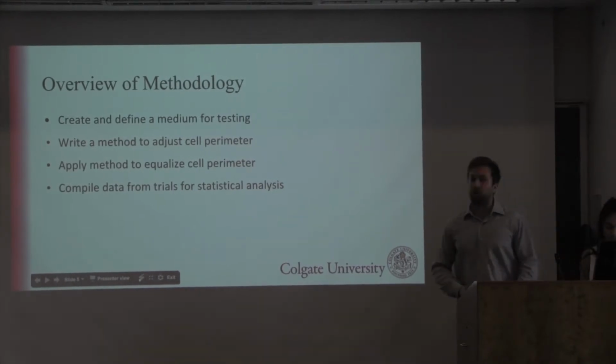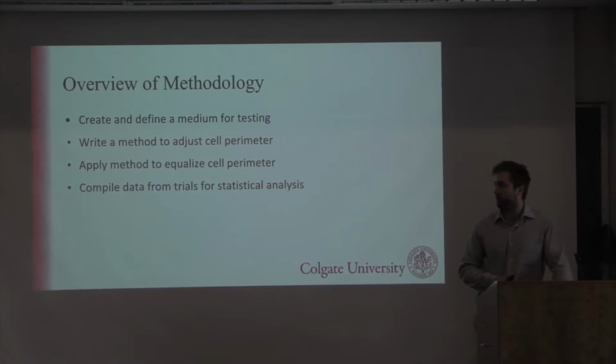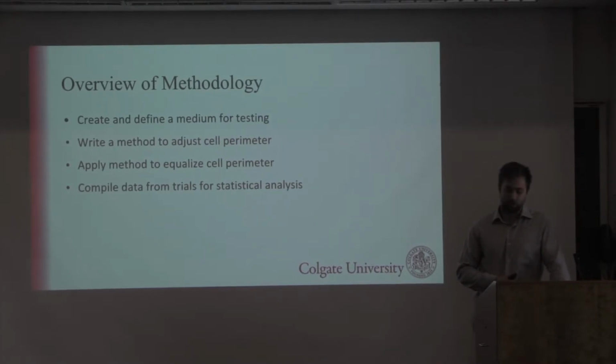First, I just want to give a quick overview of our procedures. So the first step we had to do was to create and define a medium for testing. So we had to create a Voronoi diagram in a bounded region. Then the next step was figuring out how to adjust an individual cell's perimeter and figure out a method to do so. And then we needed to apply that method to equalize all cell perimeters in a given Voronoi diagram, and then compile the data from multiple trials for statistical analysis.